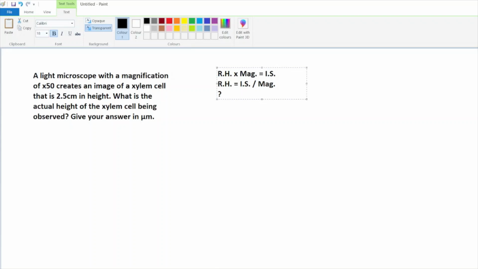Substitute our values in now. So our image size is 2.5 centimeters, and that's divided by the magnification of times 50, and that gives us a result of 0.05 centimeters. But we would need our answer in micrometers, so we're going to times by 10 to convert to millimeters, and then we can times by 1,000 to convert to micrometers. And there is our final answer of 500 micrometers.